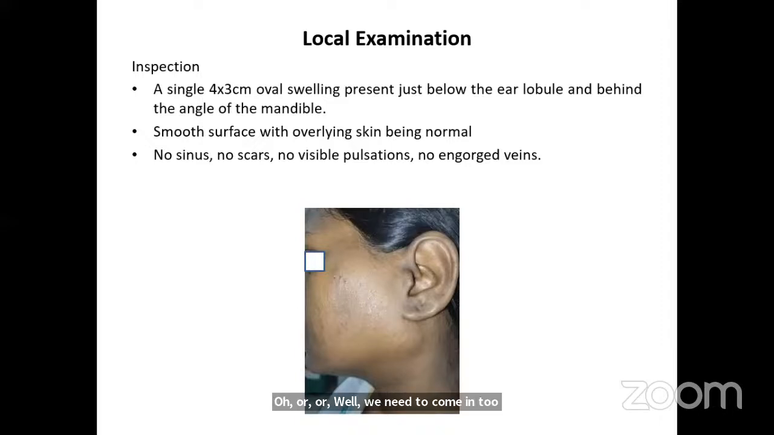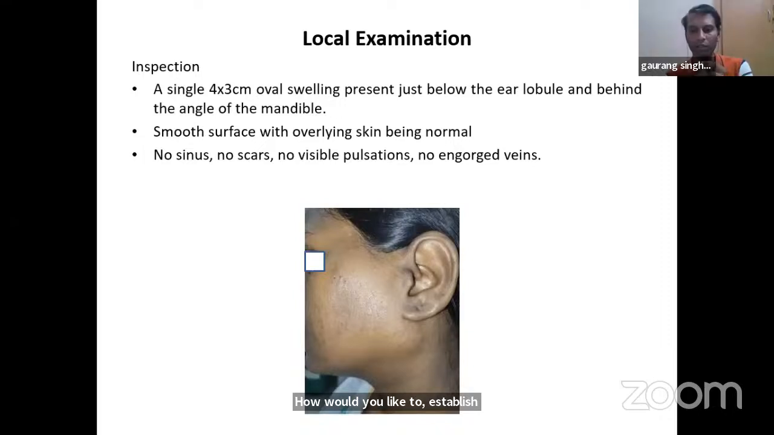Dr. Chandramohan, we would like to know the next steps that you would do for this patient. How would you like to establish your diagnosis or workup? My first workup will be routine blood investigations, both hematological and biochemical, and after that an X-ray of the chest. Following that, I would like the patient to undergo fine needle aspiration cytology to identify the histopathological pattern.